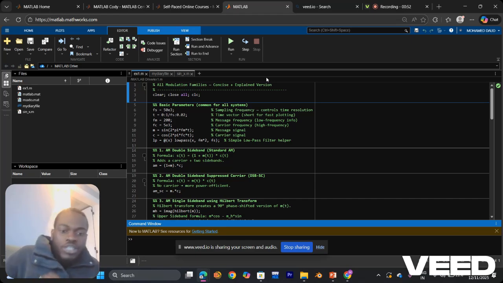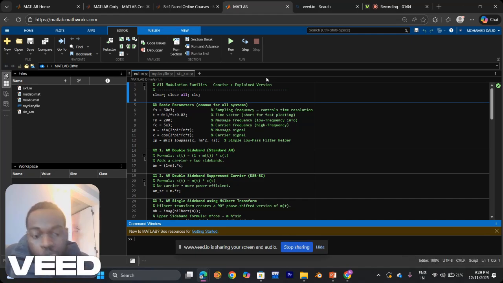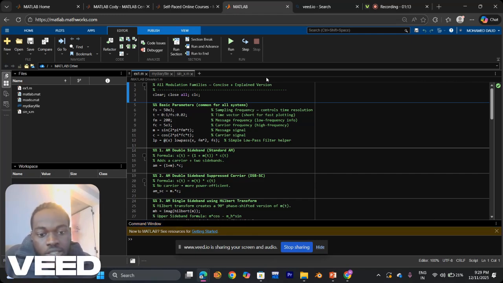Now, I also create a small helper function called the LP. This applies a low pass filter with a cutoff frequency of twice the message frequency, and we'll use this later for demodulation. Now, I generate standard AM, also called double sideband with carrier. The formula is 1 plus the message multiplied by the carrier. This produces a carrier plus two symmetrical sidebands.